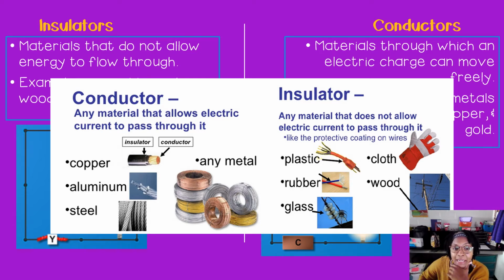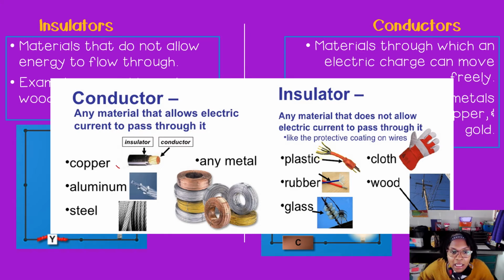Remember, a conductor is any material that allows an electric current to pass through. And an insulator is any material that does not allow electric current to pass through it. So some more examples of conductors: copper, aluminum, steel, any metal. Insulators: plastic, rubber, glass, cloth, and wood.